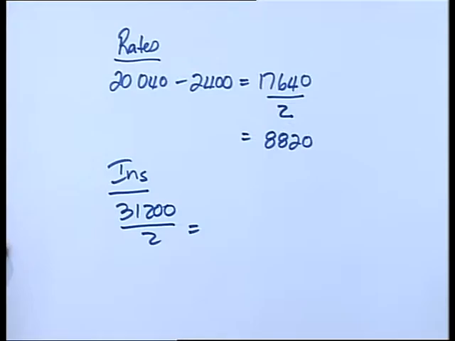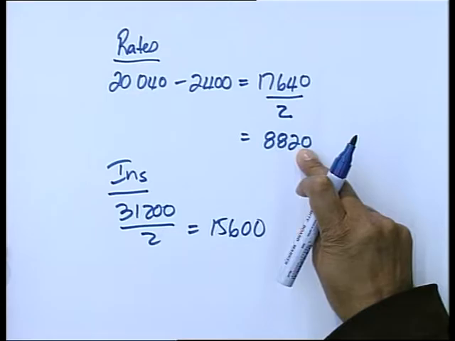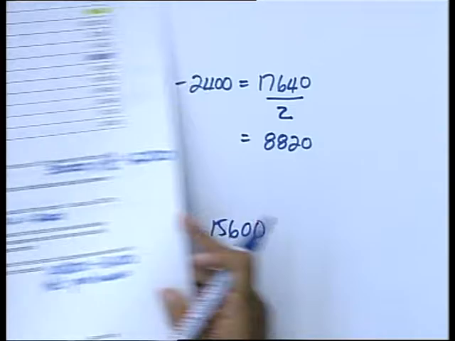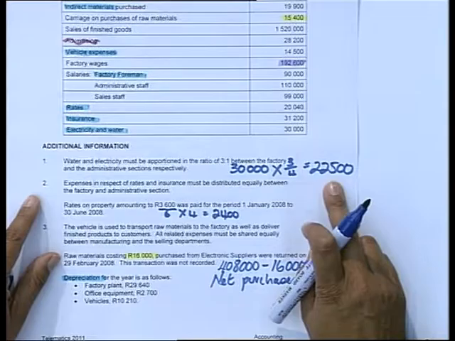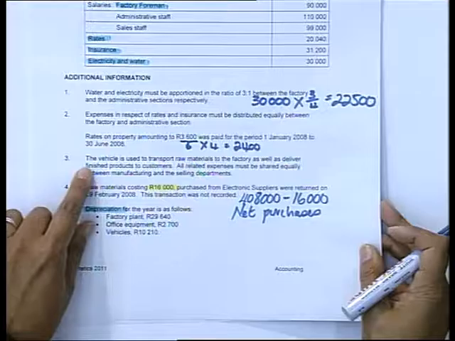So learners, please just fit in the amounts as we're working it out. That goes opposite rates, factory rates. That goes opposite factory insurance. And 22,500 goes opposite factory water and electricity. Okay. Let's look at the vehicle. We must still do indirect materials and indirect labor. Okay, we'll do that in a minute.